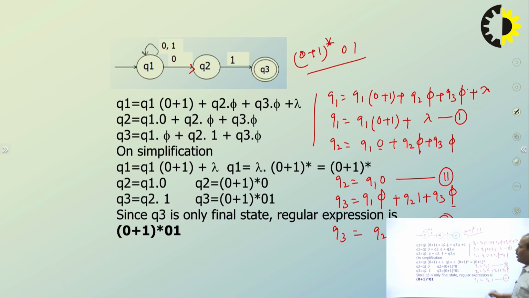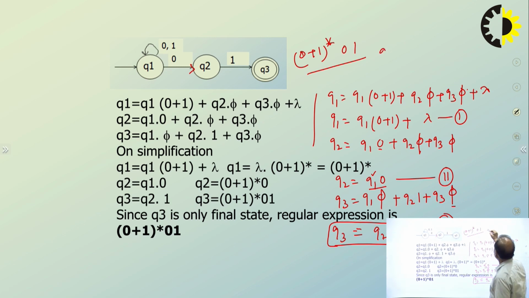Since q3 is the only final state, we are going to solve only for q3. In order to get q3, you have to solve q2. Since q3 is the final state, you start from q3 equals q2 1. Yes. Now go to q2. q2 is q1 0. That means in order to get q2, you have to get q1. So it's better to go and solve q1.